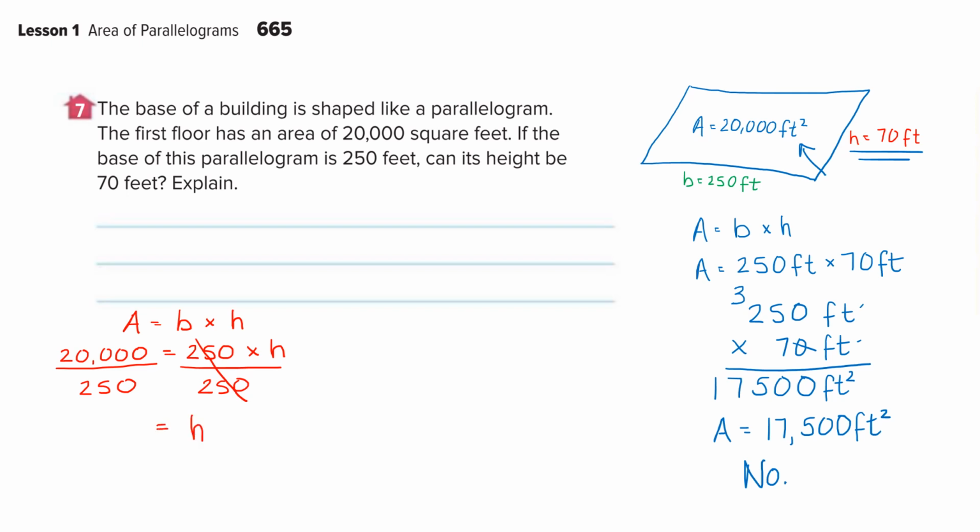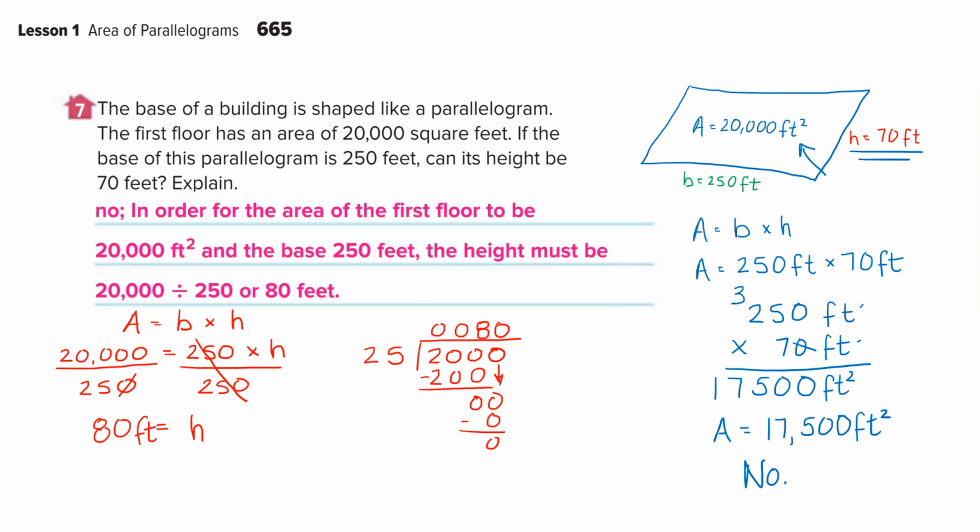And h is going to have to be 20,000 divided by 250. Now a little trick here is I can cross them out. So now I have 2000 divided by 25. Okay, so that's 80. That's 200, 0, bring down the 0, 0, 0, 0. So the height would have to be 80 feet. So our answer was no, and in order for the area of the first floor to be 20,000 feet squared and the base 250 feet, the height must be 20,000 feet divided by 250, or 80 feet.